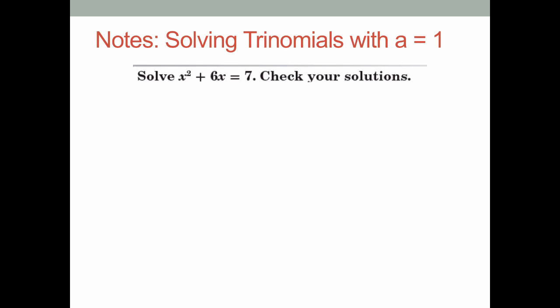The back page is actually where we have the solving. You'll notice that the directions before were just factor. The ones before were just expressions because they did not have an equal sign. For this one, it has an equal sign. So the first step is to get it equal to 0. So I'm going to subtract 7 on both sides. And I get x squared plus 6x minus 7 equals 0.